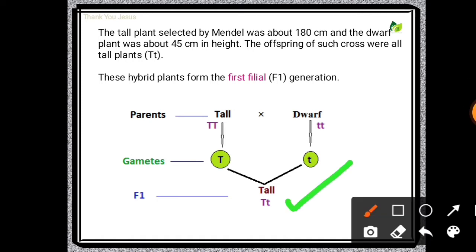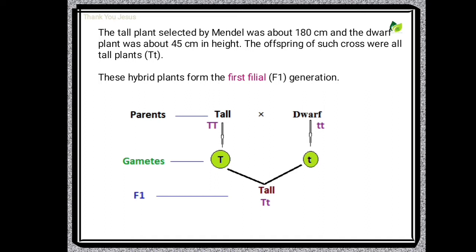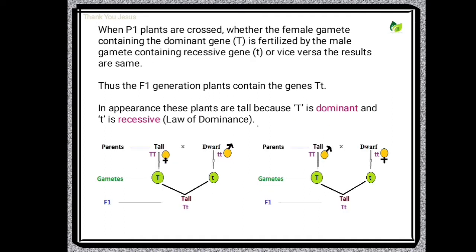Here you can observe the F1, nothing but these hybrid plants form the first filial generation. They are showing the phenotype tallness. So F1 plants always show the dominant character only. When P1 plants are crossed, the female gamete containing the dominant gene is fertilized by the male gamete containing the recessive gene or vice versa. The results are the same.